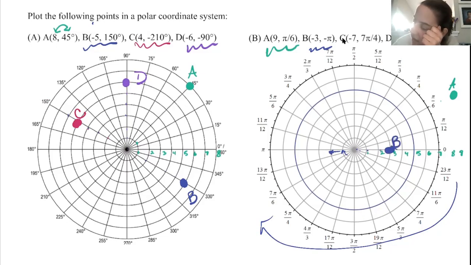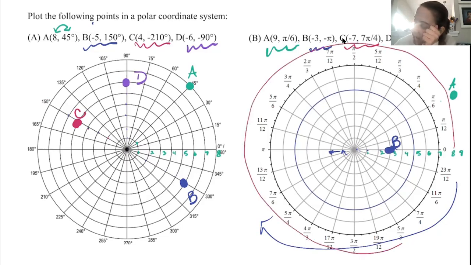Point C is (-7, 7π/4). So we're going to go up and around. 7π/4 is all the way here. And then -7 means, again, I step backwards: 1, 2, 3, 4, 5, 6, 7. If you're not sure what line you're on the other side of the circle, a ruler does help for a straight line. Not bad.